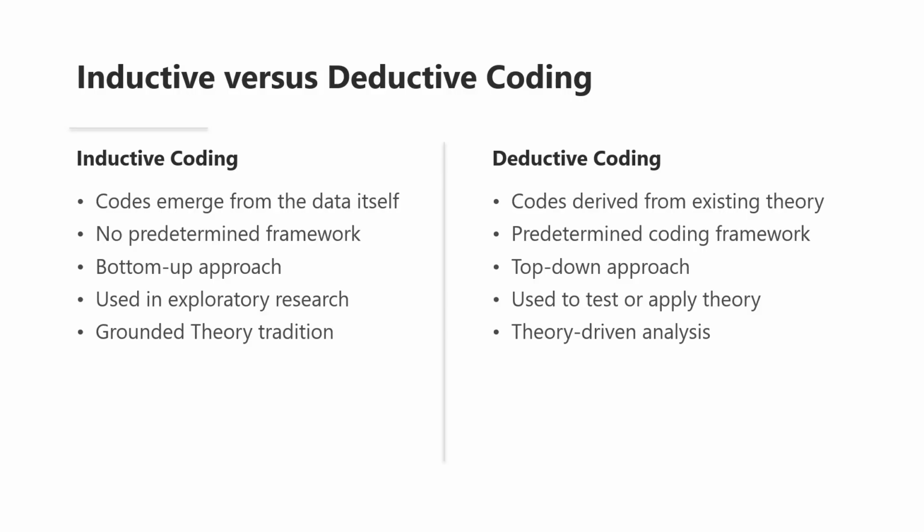Deductive coding is most appropriate when you want to test or apply an existing theoretical framework to your data. In practice, many qualitative analyses use a combination of both approaches. You might start with a deductive framework based on theory, but remain open to inductive codes that emerge from the data and fall outside your predetermined categories.